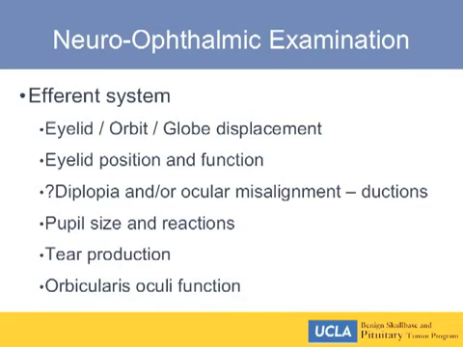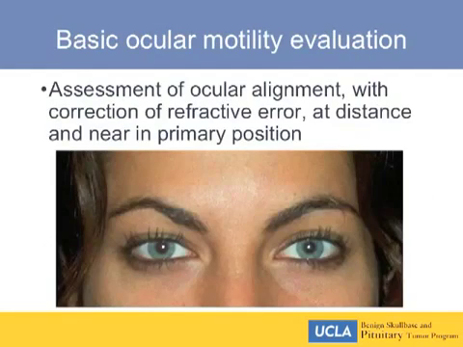And looking at the efferent system, we're looking at the lid position, the orbit, whether or not there's globe displacement, eyelid position and function. Is there double vision? Is there misalignment of the eyes? Looking at the pupil size and reactions, looking at tear production and orbicularis function. And assessment of ocular alignment with correction of refractive error, that is, ask them to put their glasses on at distance and near in primary position is useful to look at.